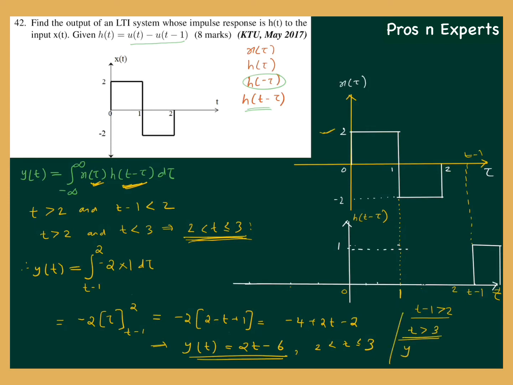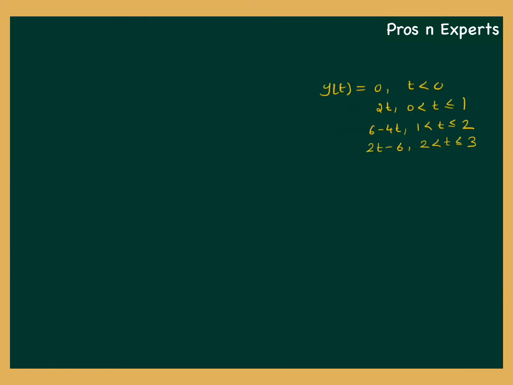And in this new interval, what is y of t? You don't have to evaluate y of t, because perfectly it is 0, right? Because this signal is multiplied by 0 here. That will give you 0. So y of t will continue to be 0 for t greater than 3. This is the final part of the output. So I can consolidate it: y of t equal to 0 for t greater than 3. So this is our final output.